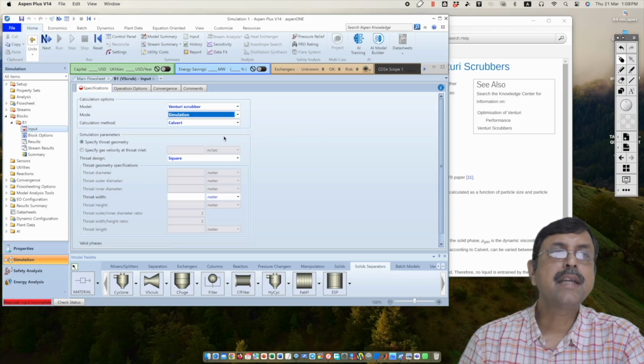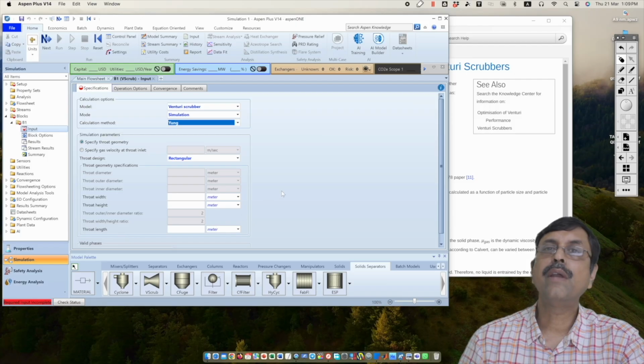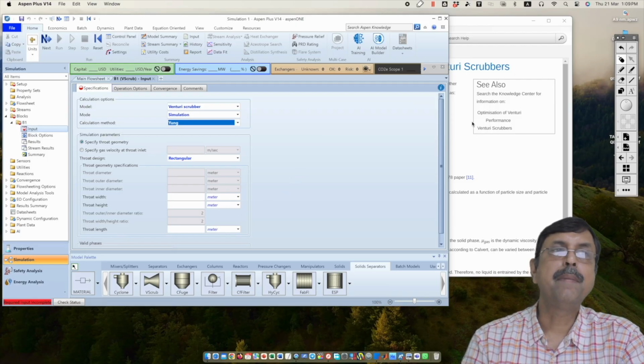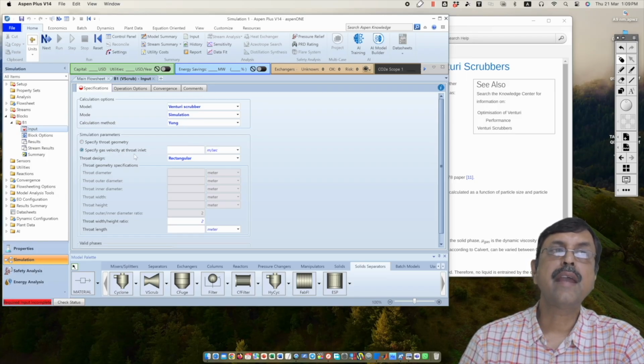And in the simulation case, again for the culvert method, if it is square, you have to give only the throat width. If it is rectangular, then you have to give the throat width and throat height also. If you use the Young method, then in addition to these data, you have to give the throat length as well. So the throat length will not be calculated by Aspen Plus, because you are specifying the throat geometry over here. So the throat length also you have to provide. Or else you have to specify the gas velocity at the throat inlet.